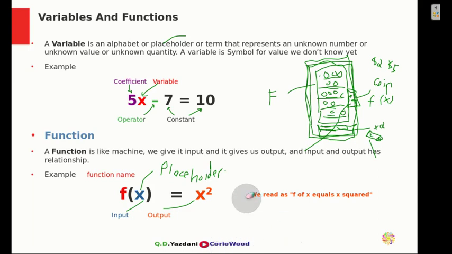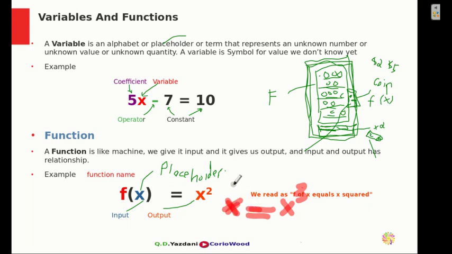Sometimes you might see, for example, an x, and some other variable, say z, or x is equal to x cubed, and I'm telling you this is also a function. There is no name for this one, it's just a variable. You can see that it's still an input of x.